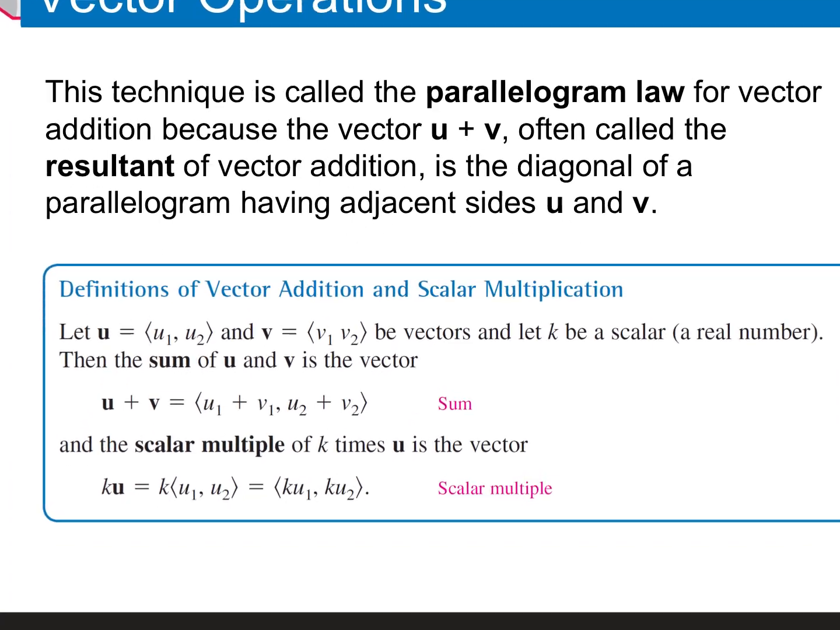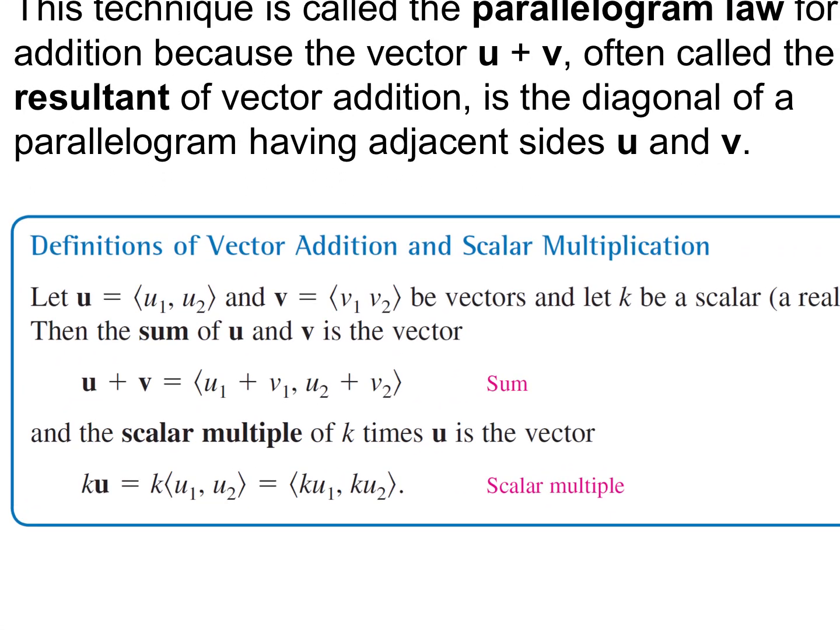So here it shows you how to add your vectors and multiply by a scalar. So if I was adding vector u plus vector v, we add the first two numbers together. That would become your new first number here. And then add the second two numbers. So the first number gets added to the first, the second number gets added to the second. That's your new vector.